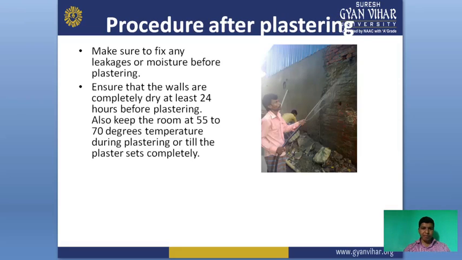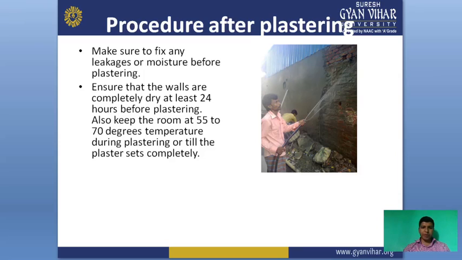Next point is make sure to fix any leakage or moisture before plastering. We have to be sure to fix that leakage. There is no leakage, no moisture before plastering. The next is ensure that the walls are completely dried, 24 hours before plastering. Also keep the room at 55 to 70 degrees temperature during plastering or till the plaster sets completely.